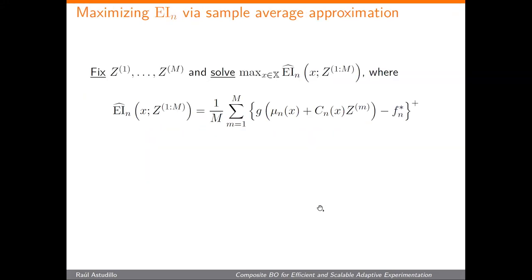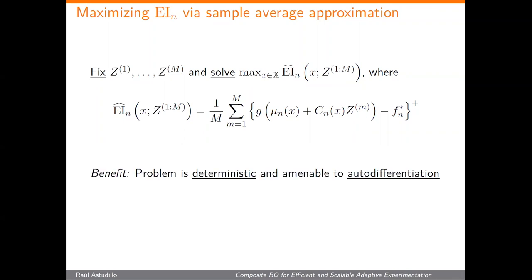So this is gonna give rise to a very efficient approach to optimize the expected improvement, which is known in the operations research literature as sample average approximation. This approach is based on fixing M samples from the standard normal distribution, and then considering the Monte Carlo approximation of the expected improvement that we get by fixing these samples. We take this as a proxy of the true acquisition function, and then we optimize it. The benefit is that this problem, which previously was in principle a stochastic optimization problem, is now deterministic, and moreover, it is amenable to auto-differentiation tools in PyTorch, for example.